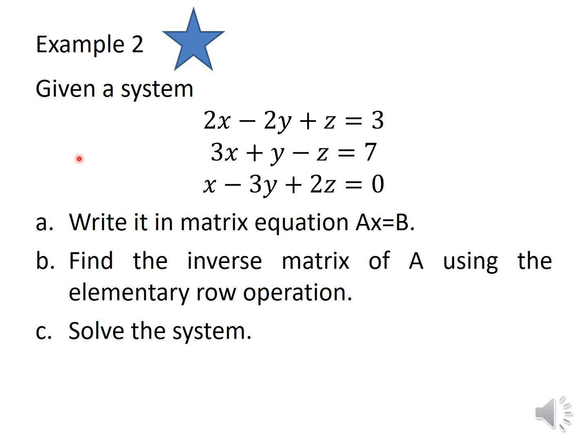Given a system: A, write it in matrix equation AX equal to B. B, find the inverse matrix of A using elementary row operations. C, solve the system. So, from this system, you know how to convert it into the matrix equation. Look at the solution.